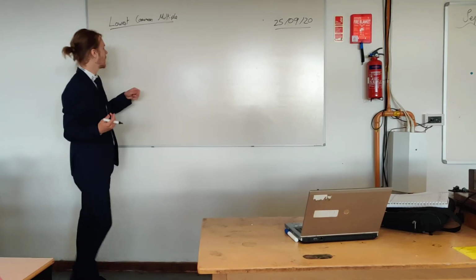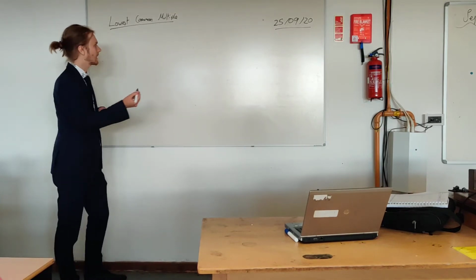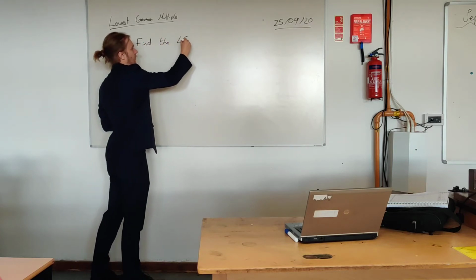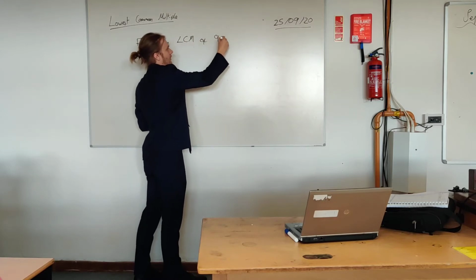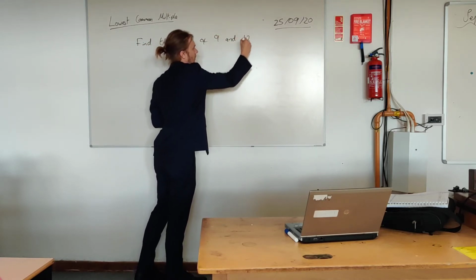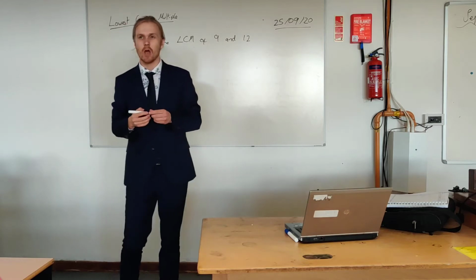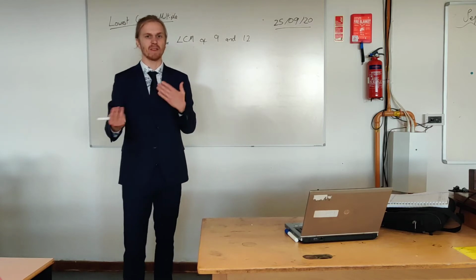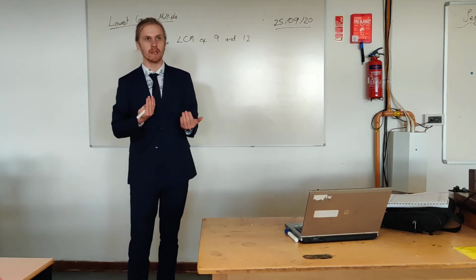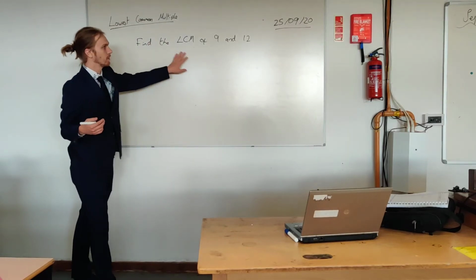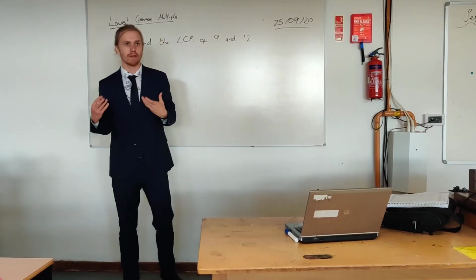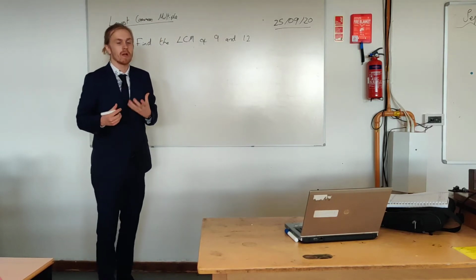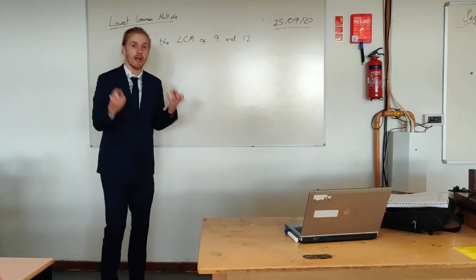Okay, so lowest common multiple. My first example is: find the lowest common multiple of 9 and 12. For those of you that were here in Monday's lesson, we talked a lot about what it means to have things in common. To have something in common is to have something you share, that 2 or 3 or more things both have. So we're looking at multiples that 9 and 12 have in common, and we need to find the lowest one. But before we know which ones they have in common, we need to know which ones they have, just like we did with highest common factor.